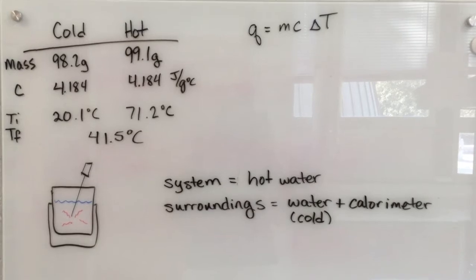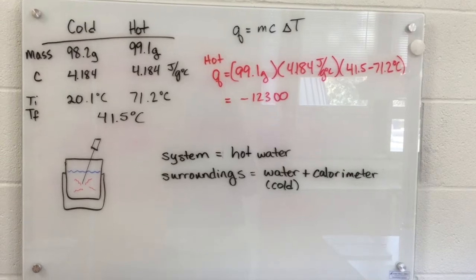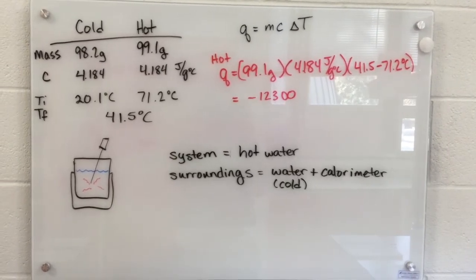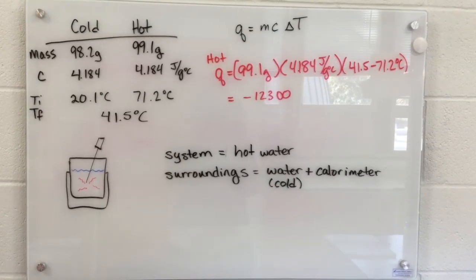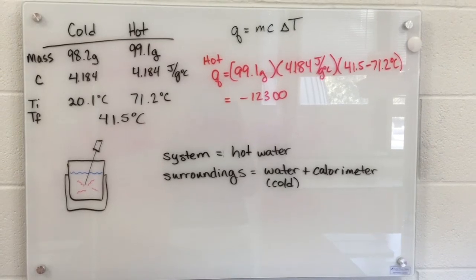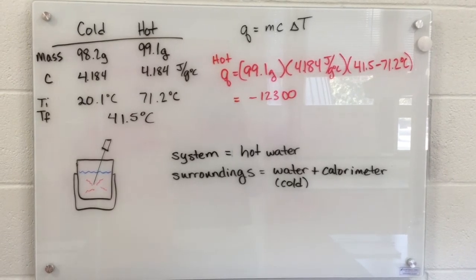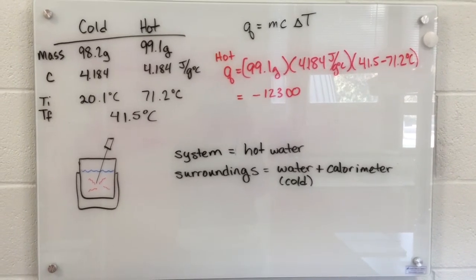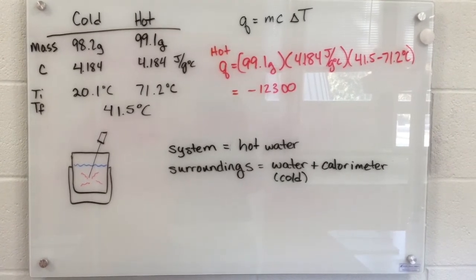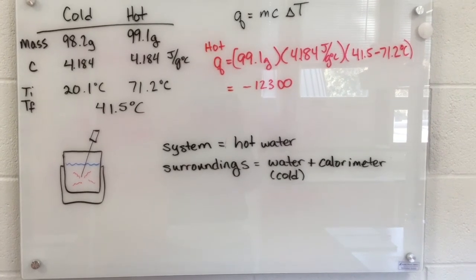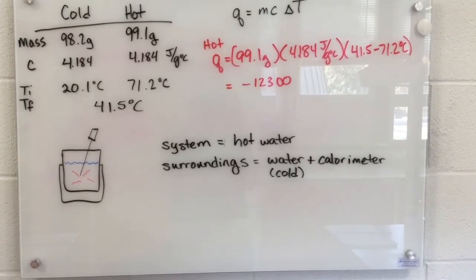We're going to use Q equals mc delta T for both sides of this equation. For the hot water, we'll plug in the 99.1 grams and the change in temperature as 41.5 minus 71.2. Remember that it is final minus initial, and so for the hot water cooling down, this will give us a negative heat. Now we should only have 3 sig figs in our answer, but our number has more digits than that. When we have a large number that needs to be rounded to very few significant figures, what we can do is change the digits that are not significant to 0.